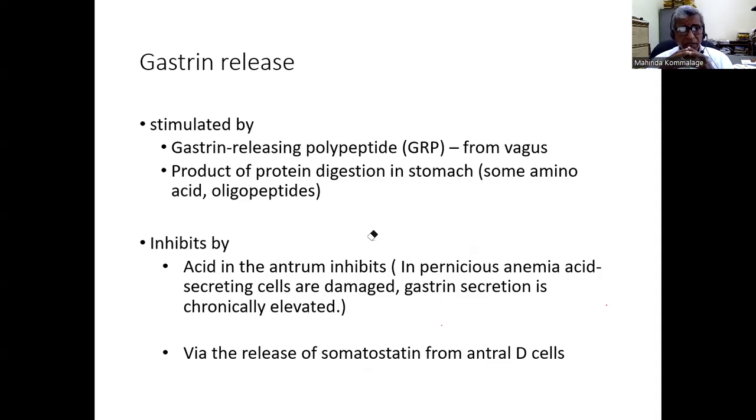Gastric secretion means secretion from the stomach, acid, mucus, and everything, right? Gastrin is a hormone. Gastric secretion is something else, right? So in gastric secretion, mainly we talk about the HCl, but not only HCl, there are some other substances, right?